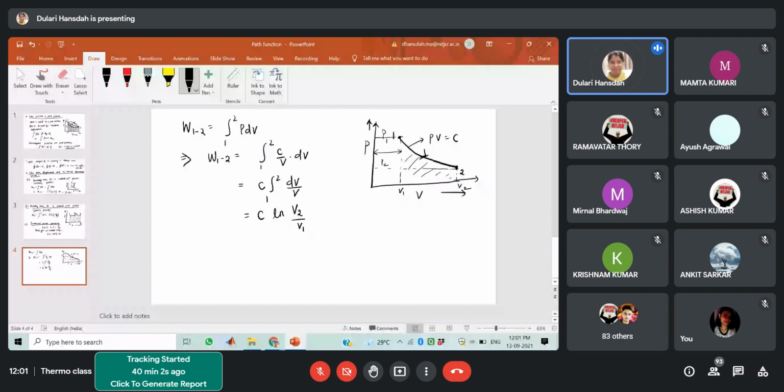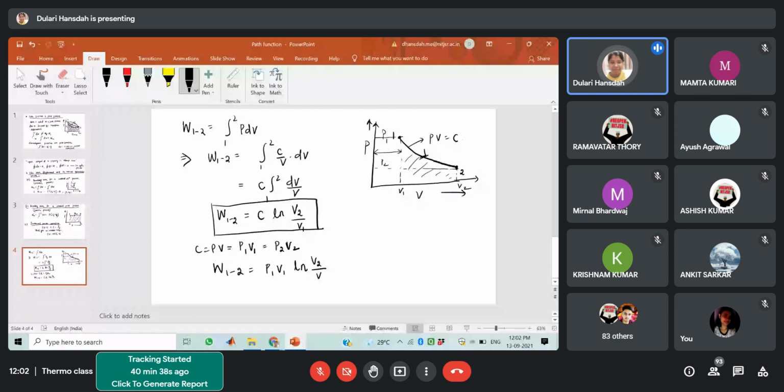Then what is C? C we already have taken, it is PV. So in case of state one, this will be P1 V1, and in case of state two, this will be P2 V2. So in this case, I can write that C is your P1 V1 multiplied with ln V2 upon V1. So it is your work transfer in case of the isothermal process. This one is the boundary work. Isothermal process is nothing but a quasi-static process. So in case of the quasi-static isothermal process, the boundary work will be W12 is equal to P1 V1 multiplied with ln V2 upon V1.